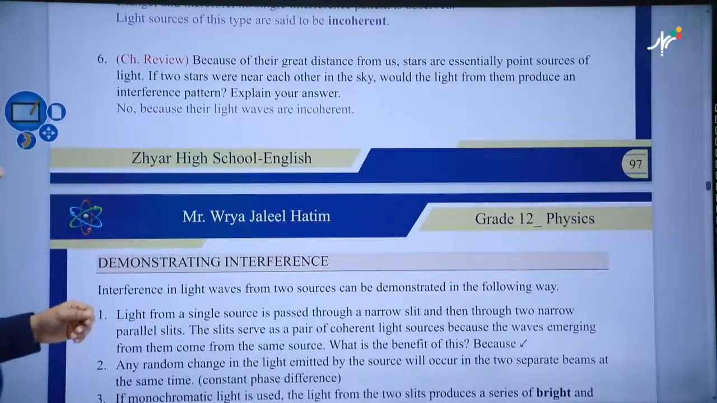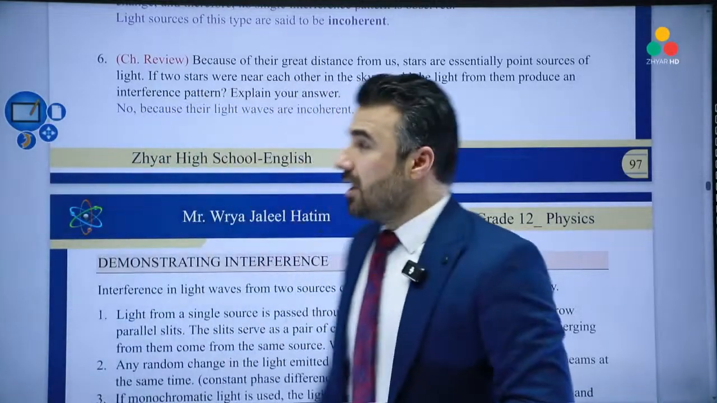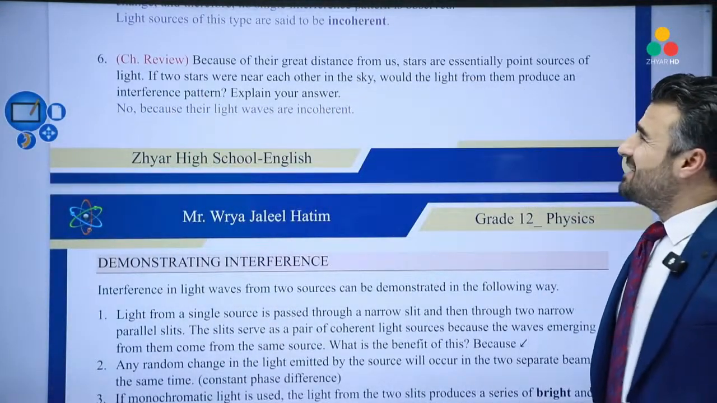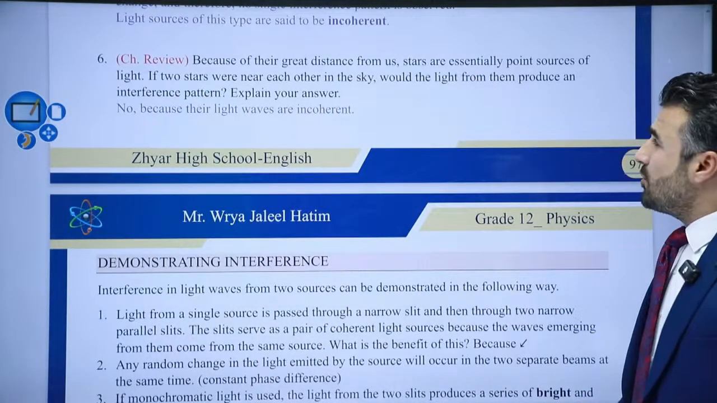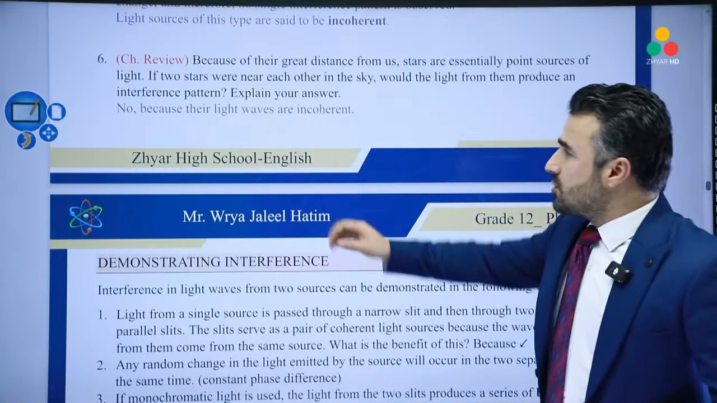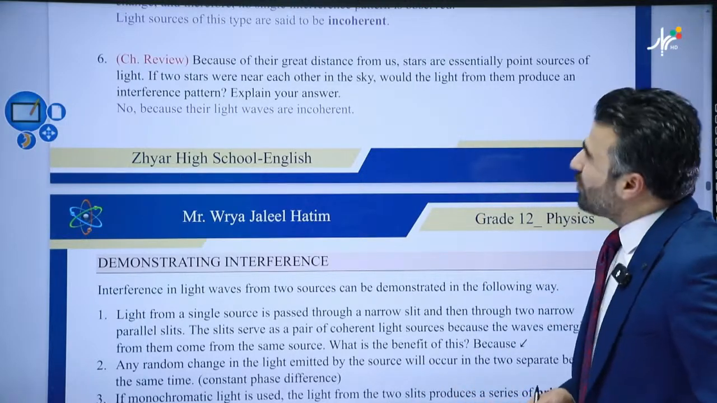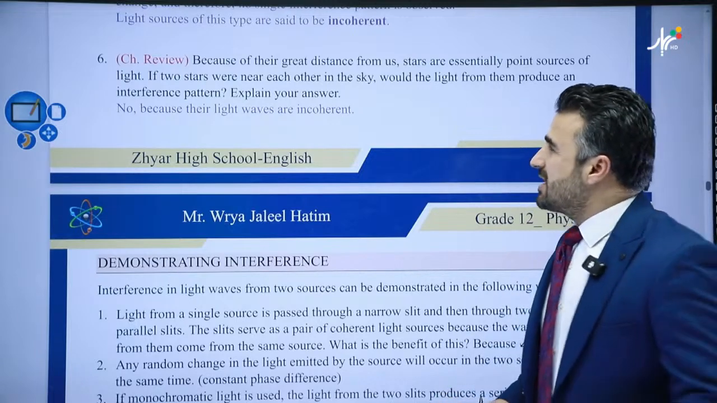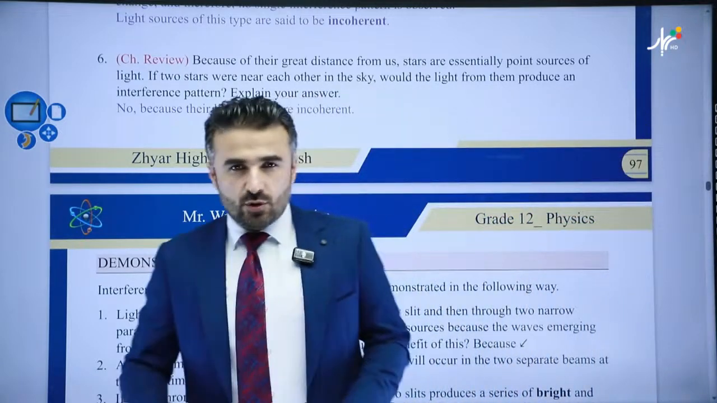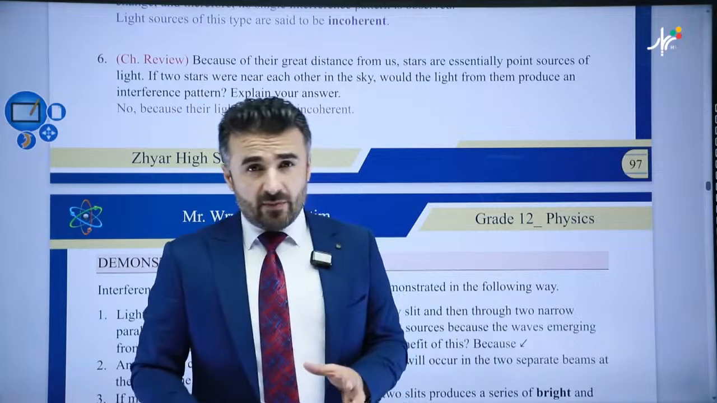Okay, now we have another question which is also very important. It says, because of their great distance from us, stars are essentially point sources of light. If two stars were near each other in the sky, would the light from them produce an interference pattern? Explain your answer. Imagine we have a sun, yeah? We get light from the sun.